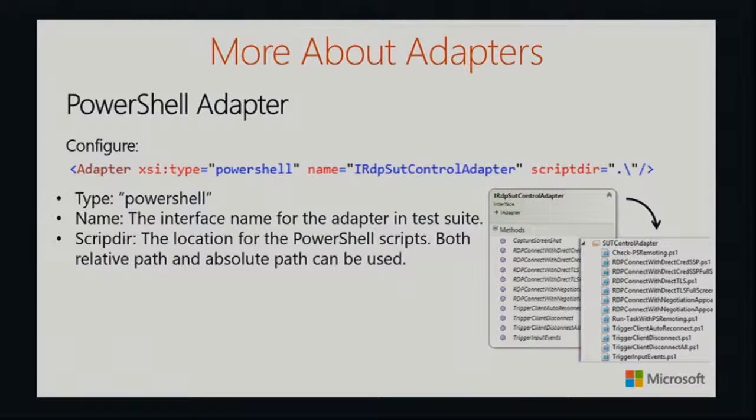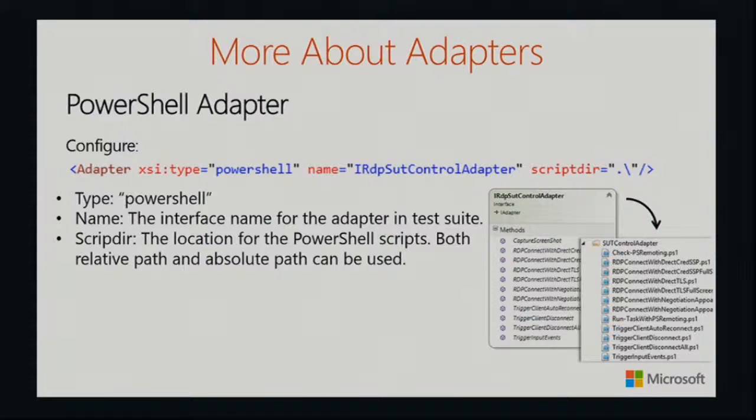So this is more about the PowerShell adapter. We use the type called PowerShell, and we have a name, for example, IRDP SUT control adapter, and the script there is the directory which contains the PowerShell scripts. It can be just a relative path or an absolute path.